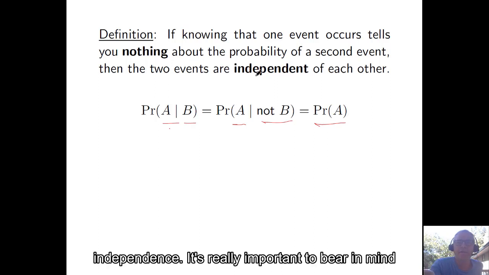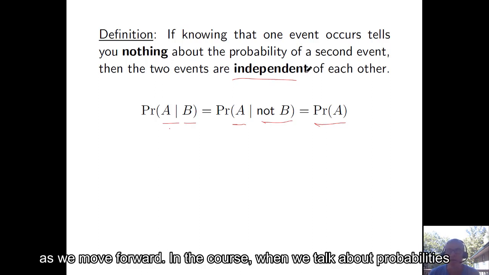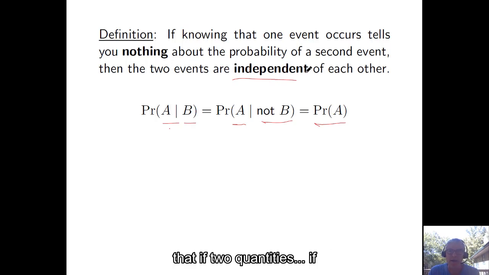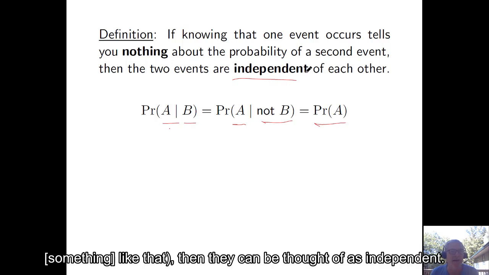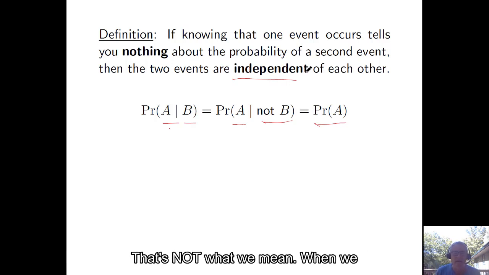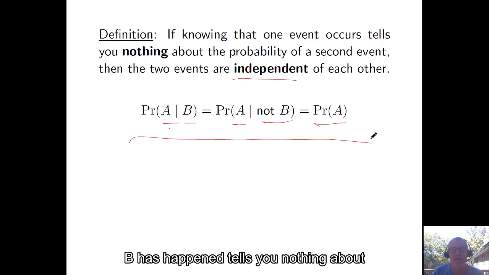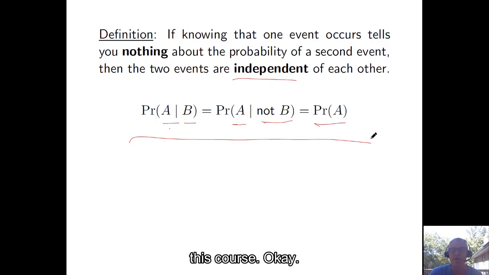And so that's the definition of independence that's really important to bear in mind as we move forward in the course when we talk about probabilities and statistical independence in general. A lot of times people hear the word dependence and think that if there's not a clear causal dependence, where one thing depends upon another in order to be possible, then they can be thought of as independent. That's not what we mean when we use the term in a statistical sense. Independence means that the knowledge that B has happened tells you nothing about whether or not A will happen. It's crucial to know that there is a specialized definition of independence that we're going to be using in this course.